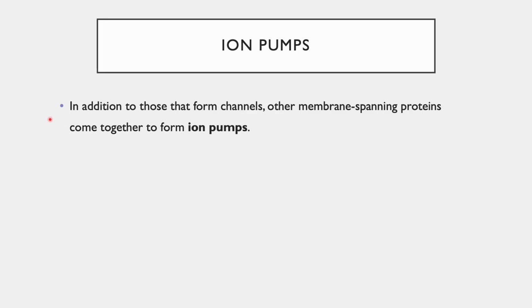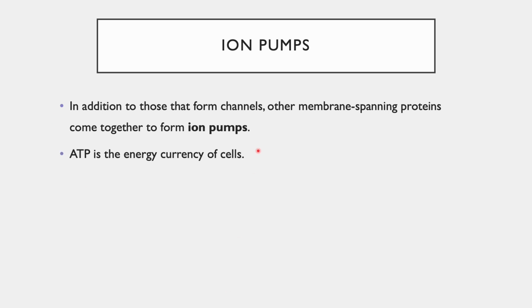In addition to ion channels that are embedded in the phospholipid membrane, there are ion pumps, which are also membrane-spanning proteins that exist in the phospholipid bilayer. They work simultaneously with ion channels to regulate the amount of ions that come in and out of the cell.